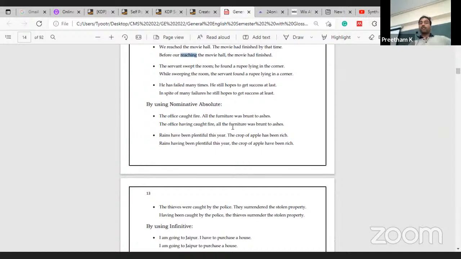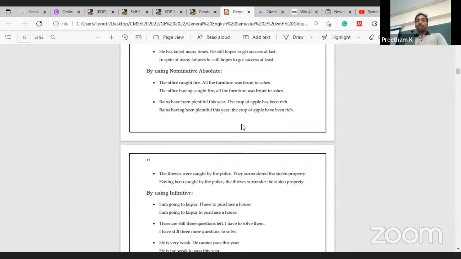Then the next part, by using nominative absolute. Many times a sentence will be incomplete, meaning the verbs or the conjunctions are understood. At times we use the nominative absolute. The office caught fire. He could have said the office has caught fire. That has is understood. All the furniture was burnt to ashes. The office having caught fire, all the furniture was burnt to ashes. This is where we bring in the nominative absolute.